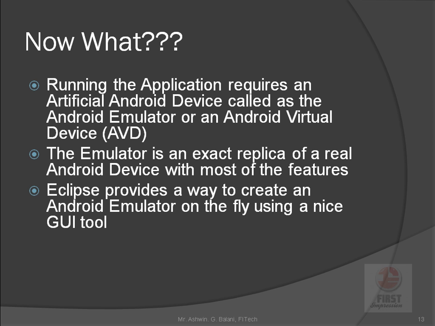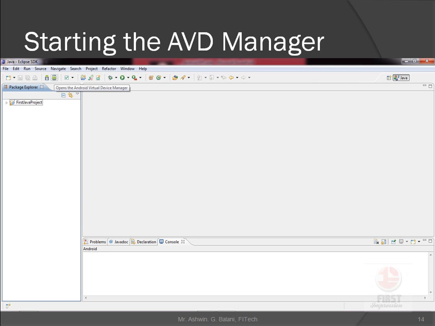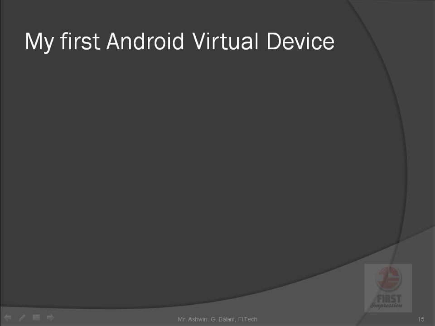Eclipse provides us a way to create an Android emulator by using a nice graphical user interface. Whenever you want to invoke the GUI to create the AVD, there is something called the Android SDK and AVD Manager, as shown over here. As you can see, this is that button. Just click on this button. It will start the AVD Manager, the full form of AVD being Android Virtual Device Manager.